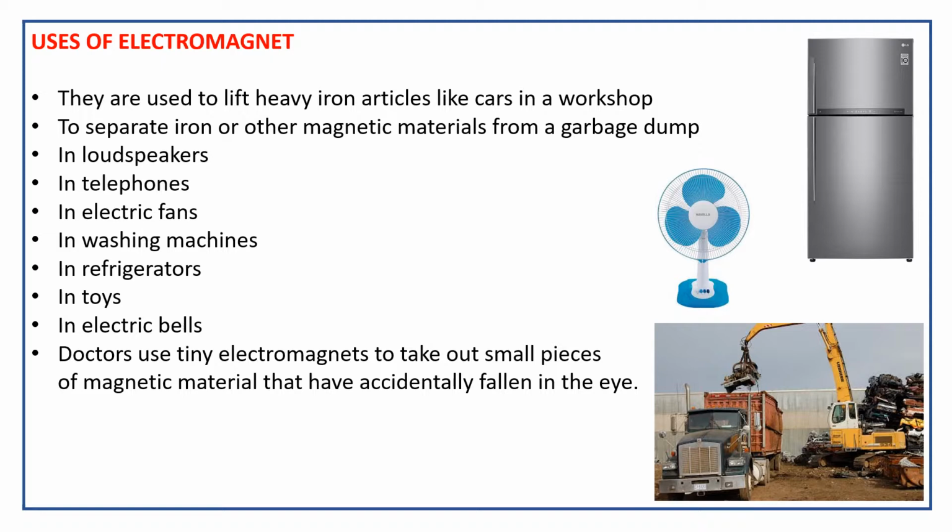Electromagnets are used to lift heavy iron articles like cars in a workshop, to separate iron or other magnetic materials from a garbage dump, in loudspeakers, in telephones, electric fans, washing machines, in refrigerators, in toys, in electric bells. Doctors use tiny electromagnets to take out small pieces of magnetic material that have accidentally fallen in the eye.